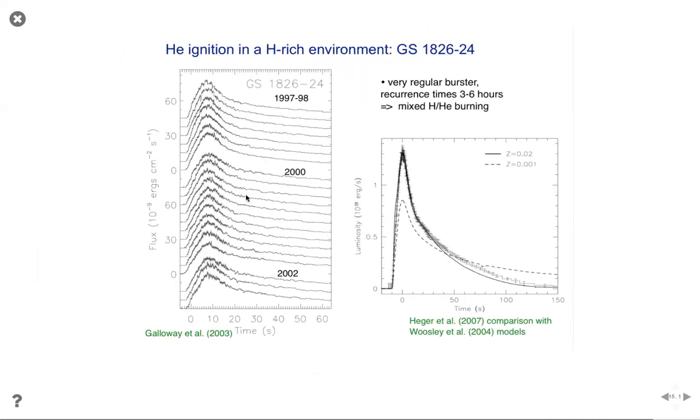Now these are again observational data. This is helium ignition in a hydrogen-rich environment, because first we have both hydrogen- and helium-rich accreted material. In this situation, when temperature is high, we actually have both hydrogen and helium burning. This observational data obtained for the X-ray burst source GS 1826-24 shows the events of helium ignition in a hydrogen-rich environment.